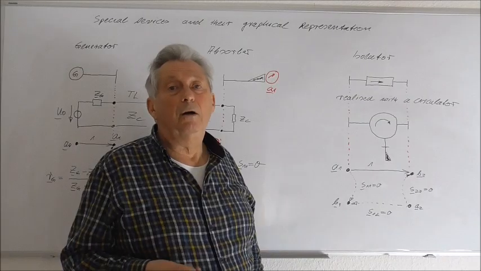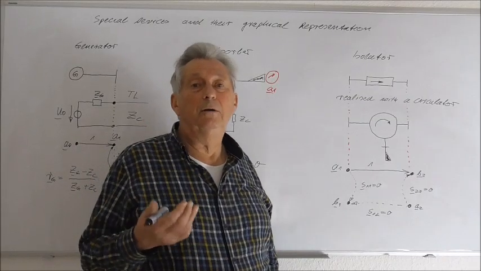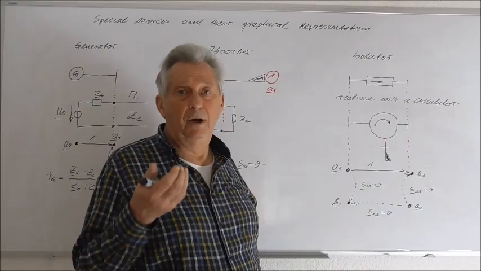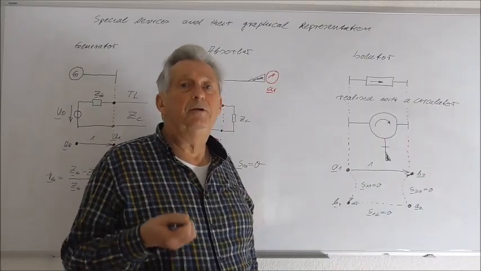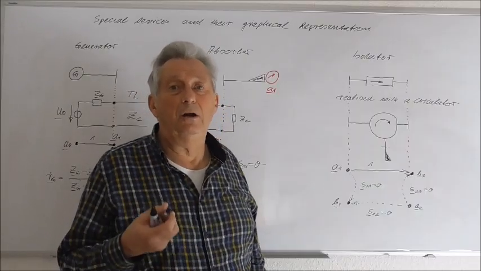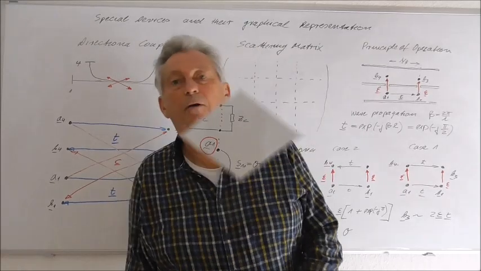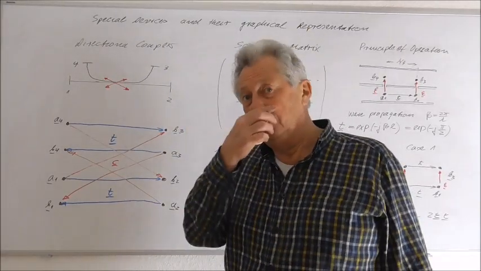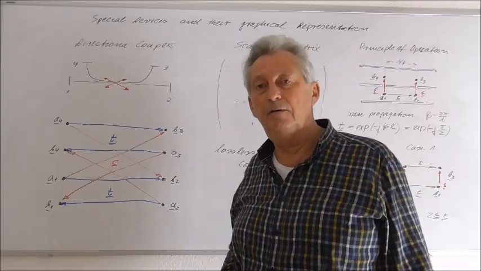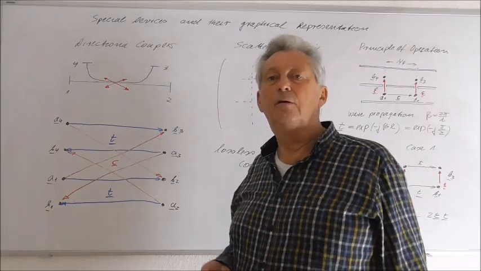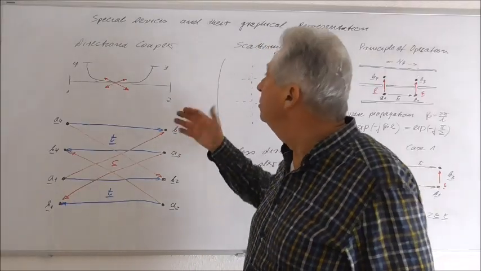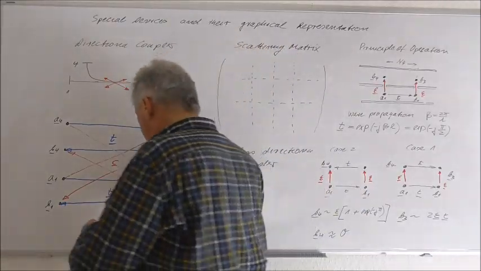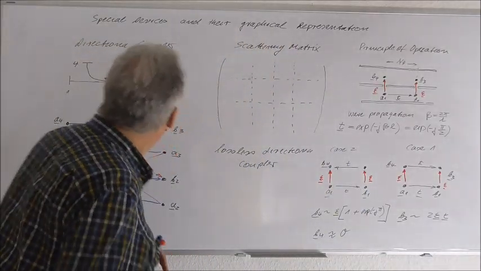In the next step I will talk about the most important device for measuring, for example, S parameters, and this is the so-called directional coupler. So at the moment we are preparing to set up a measurement system to measure the S parameters, and the most important element to measure the wave, the S parameters, is a so-called directional coupler.